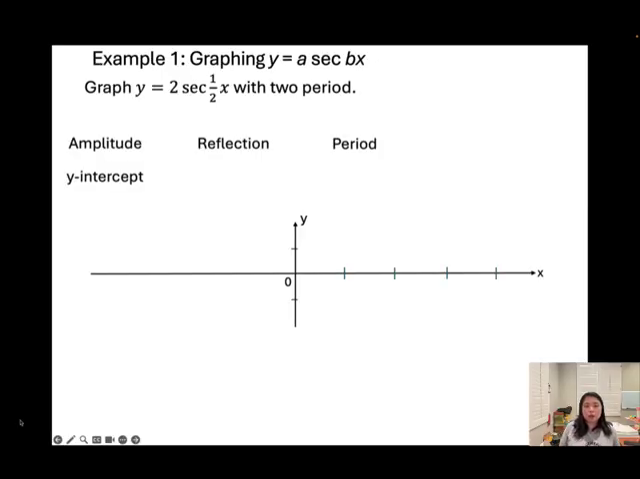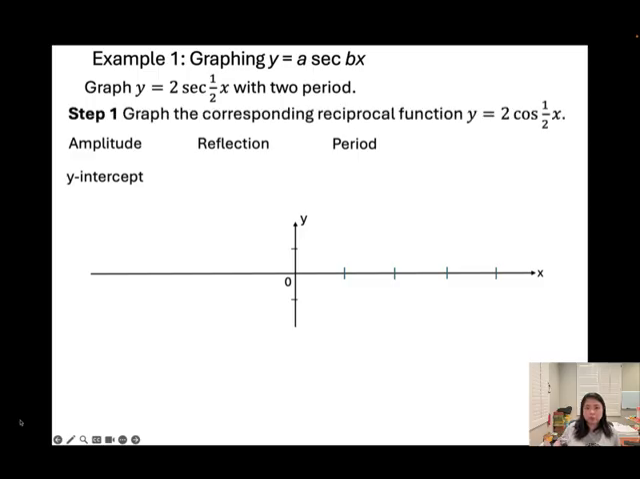Example 1, graph y equal to 2 secant 1/2 x with 2 periods. Okay, so before that, we want to graph the cosine one, because secant x equal to 1 over cosine. So first, we're going to graph the corresponding reciprocal function, y equal to 2 cosine 1/2 x. Do you guys remember how to do it? First, figure out the amplitude, reflection, period, and the y-intercept for the cosine.